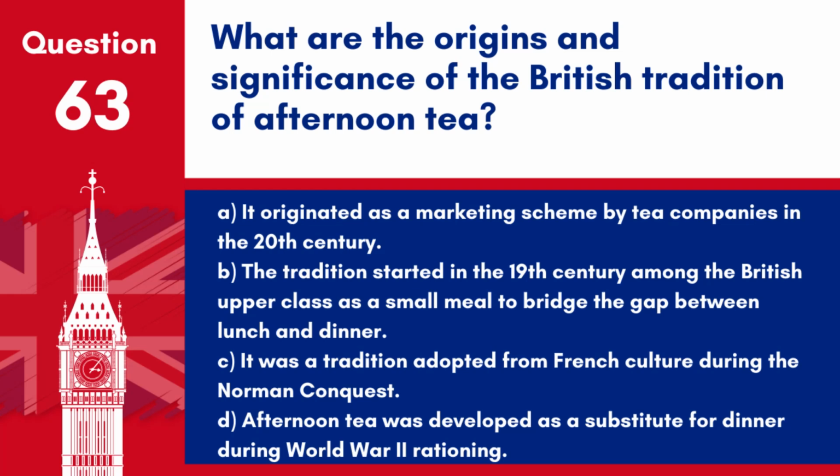C. It was a tradition adopted from French culture during the Norman Conquest. D. Afternoon tea was developed as a substitute for dinner during World War II rationing. Answer: B. The tradition started in the 19th century among the British upper class as a small meal to bridge the gap between lunch and dinner. Afternoon tea has become a quintessential British custom, celebrated for its social and cultural significance.